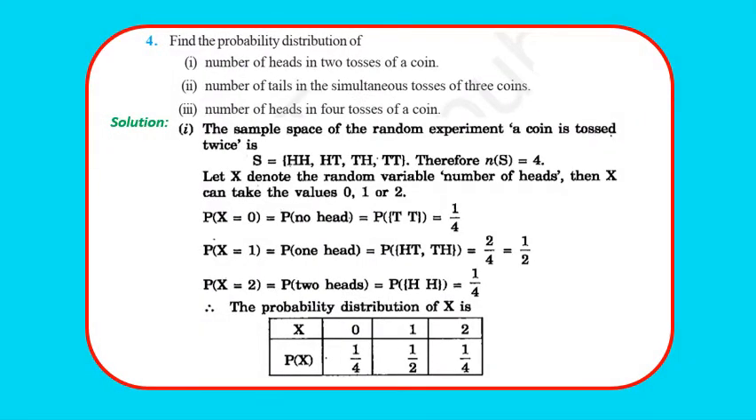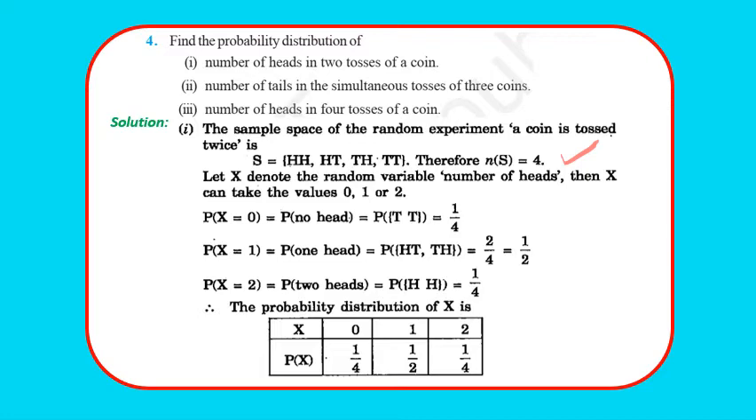Moving to question 4. Find the probability distribution of, first, number of heads in two tosses of a coin. Now the sample space of the random experiment, a coin is tossed twice. We know that S equals {HH, HT, TH, TT}, and so the number of elements in S is 4. Now let X denote the random variable number of heads. So X can be equal to 0, 1 or 2. You can see in the sample space either 0 heads or 1 head or 2 heads.